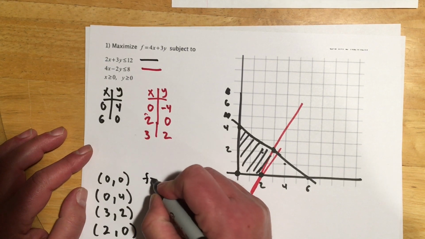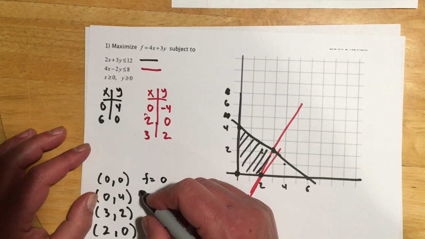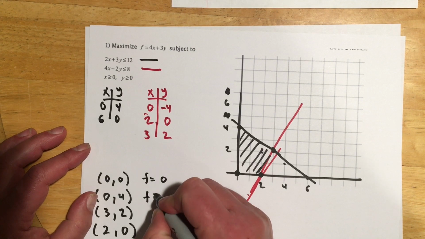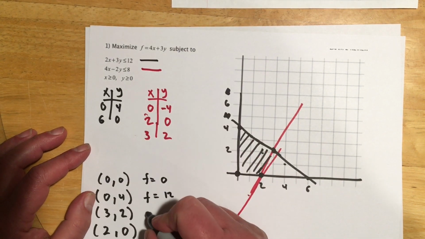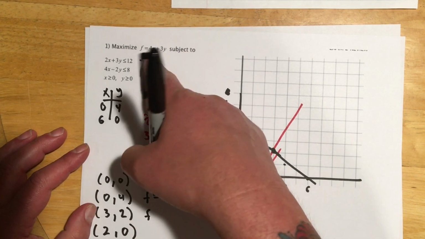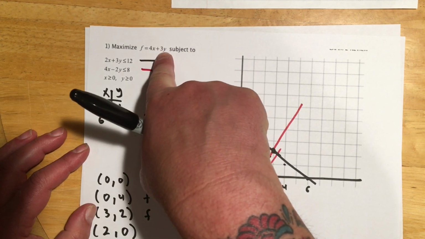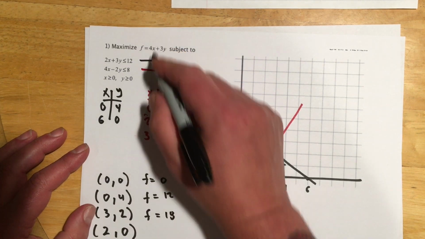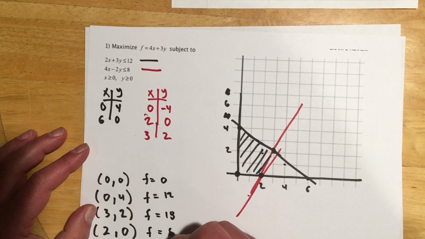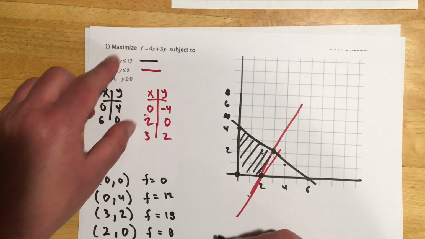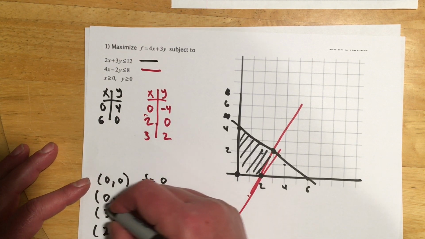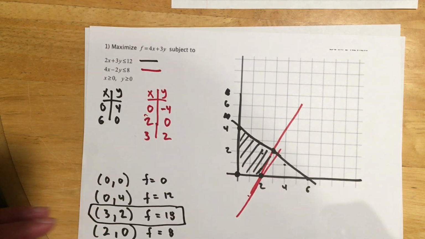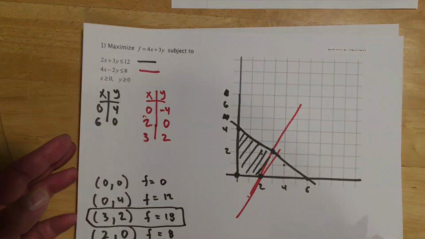So for this one, f would be 0. For 0, 4, f would equal 12. For 3, 2, if we put that in, 12 and 6 would make 18. And put in the 2 and get 8. And we are trying to maximize this. So our maximum is 18, and it occurs at 3, 2.